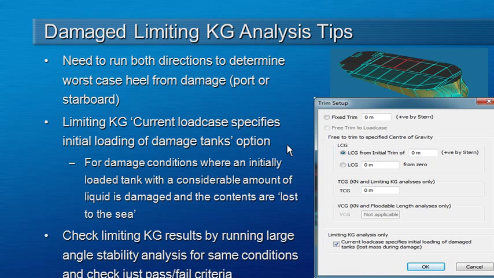But the setting at the bottom says the current load case specifies the initial loading of damaged tanks. You should turn this on in situations where there's a large amount of fluid in the tanks initially, and then that tank is damaged and the contents of that tank are lost to the ocean. The reason we might want to do that is to make sure that the extra increase in VCG due to the large amount of fluid in the tanks doesn't have an adverse effect on the damage stability criteria. But you should really only use that in the case where there's a lot of fluid in the tanks.